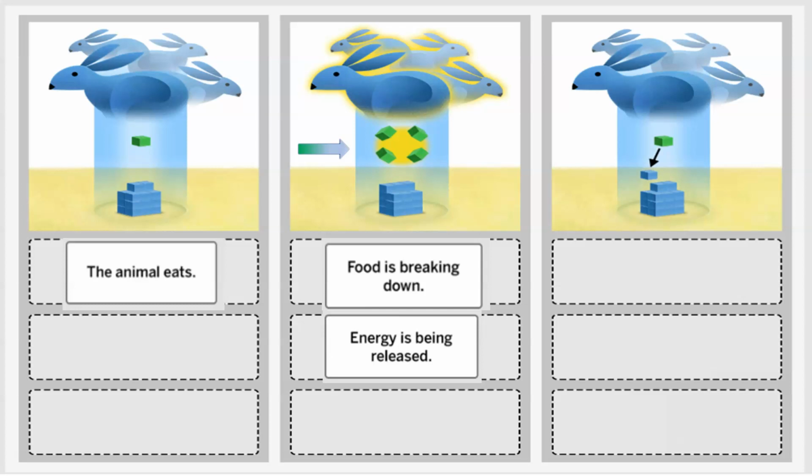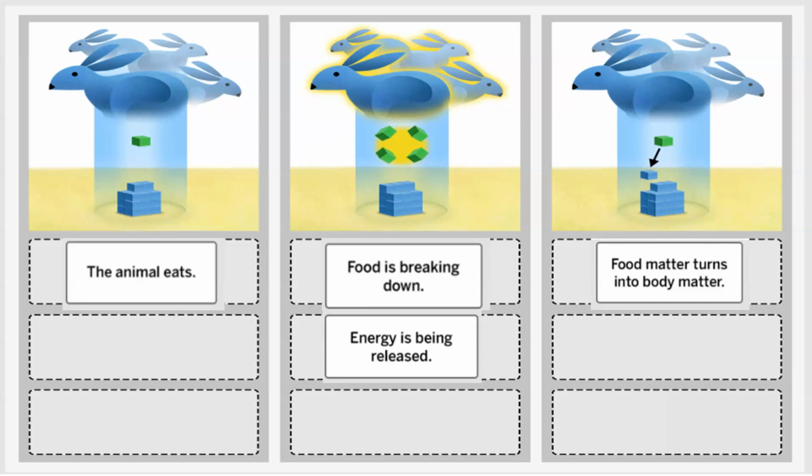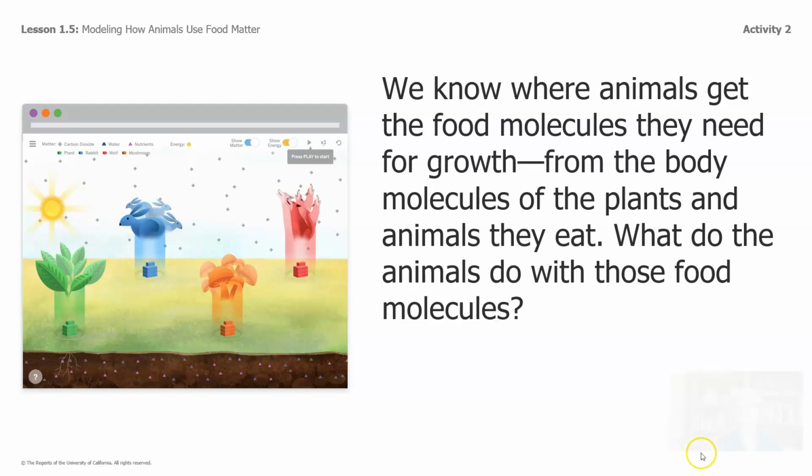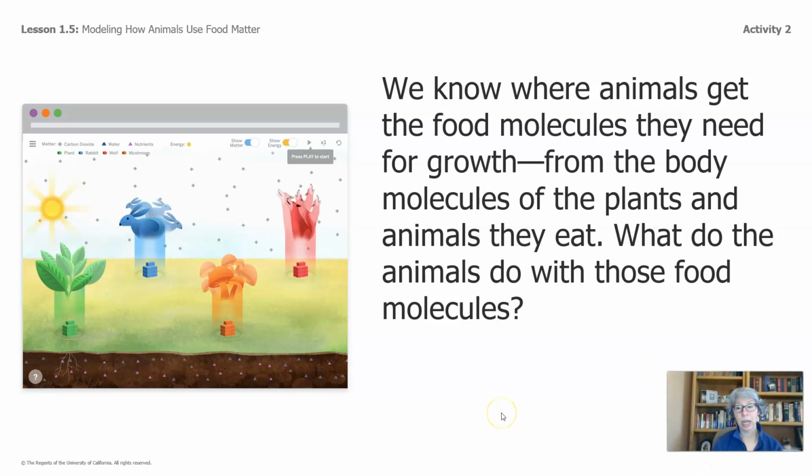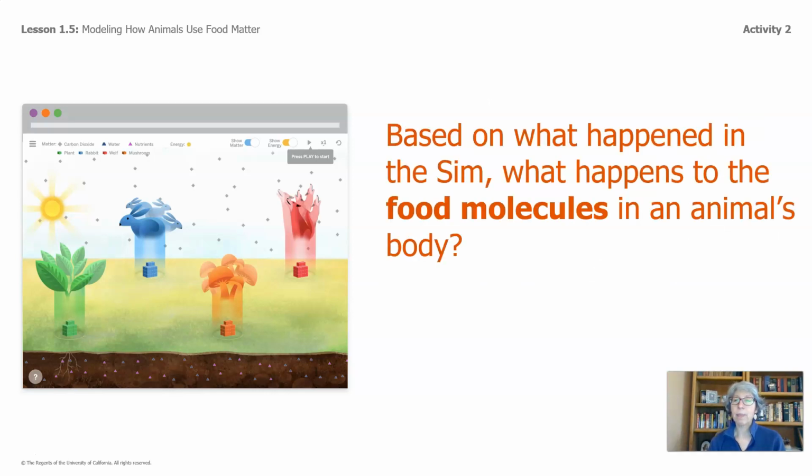All right, let's look at the third column. Food matter turns into body matter. That's why the green cube turns blue. All right. We know where animals get the food molecules they need for growth, from the body molecules of the plants and animals they eat. What do the animals do with these food molecules? Based on what happened in the sim, what happens to the food molecules in an animal's body?